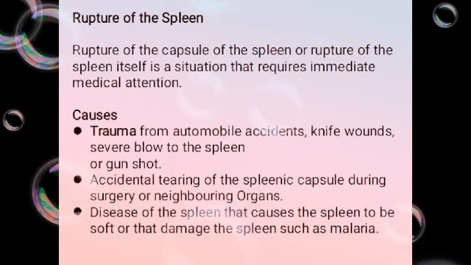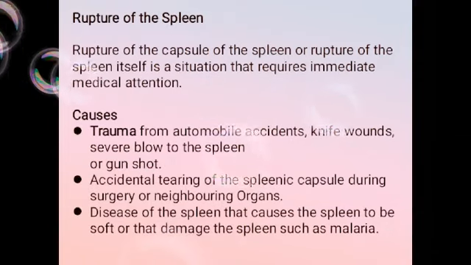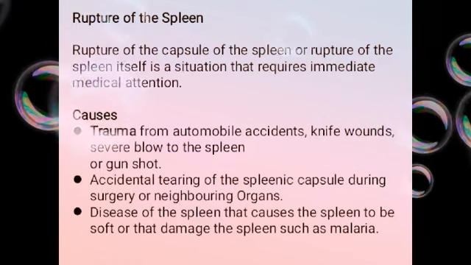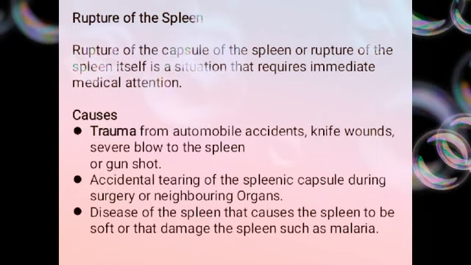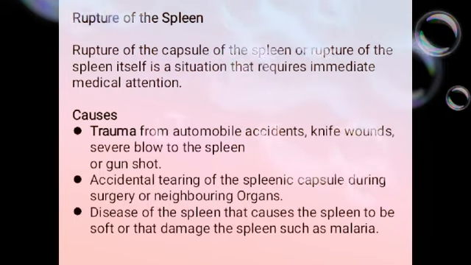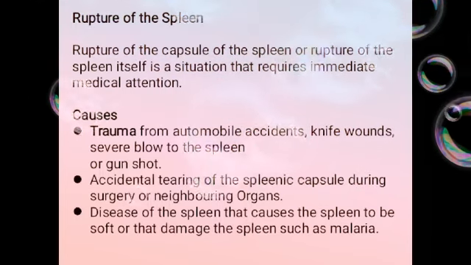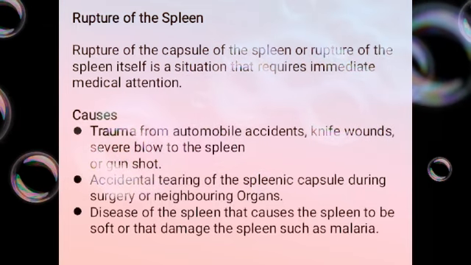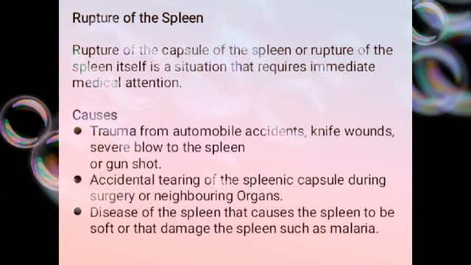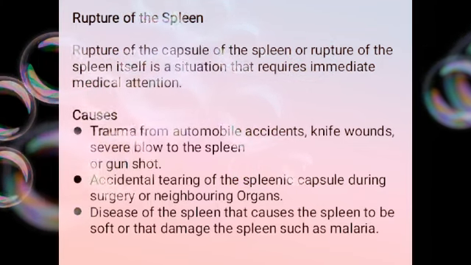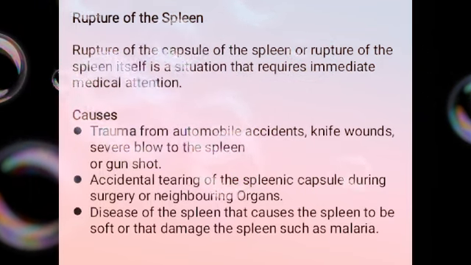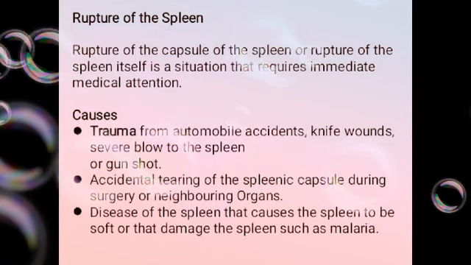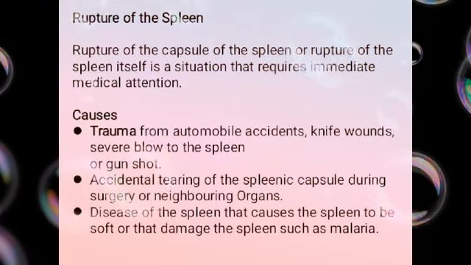Okay, so another condition or disorder that affects the spleen is a rupture of the spleen. Rupture of the spleen, in this case, could be just the capsule of the spleen on the outside, or the spleen itself, that is going to rupture because of some causes. So that's what we call the rupture of the spleen. Now, what could cause the rupture of this spleen?